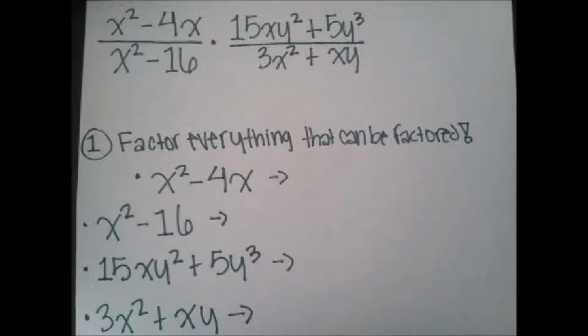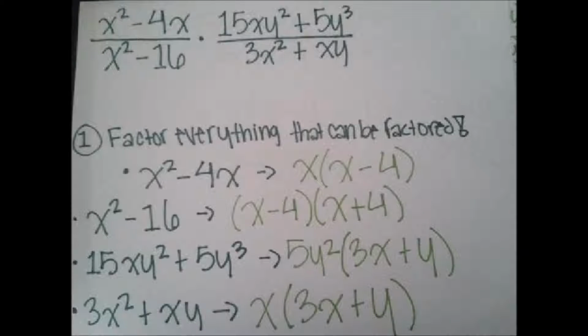Here's the last multiplication problem, I promise. X squared minus 4x over x squared minus 16 times 15xy squared plus 5y cubed over 3x squared plus xy. Looks confusing, but if you just follow the steps, then you'll get it. Our first step is to factor. And in this problem, it looks like all the numerators and denominator terms need to be factored. So let's get to it.